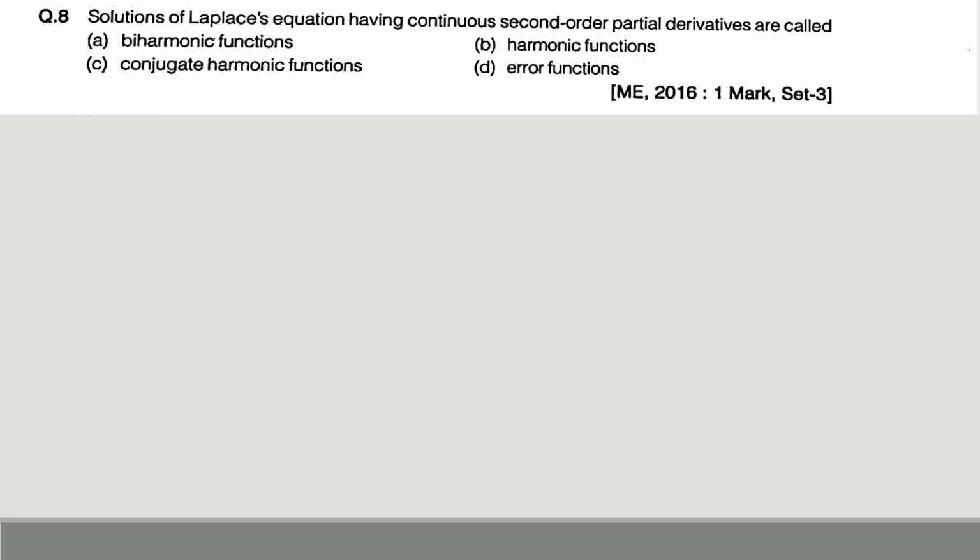The solution of the Laplace equation having continuous second order partial derivatives are called? Option A biharmonic function, option B harmonic function, conjugate or harmonic functions, error functions. Mechanical engineering 2016, a 1 mark question. This question was asked in set 3. Okay, second order partial derivatives.